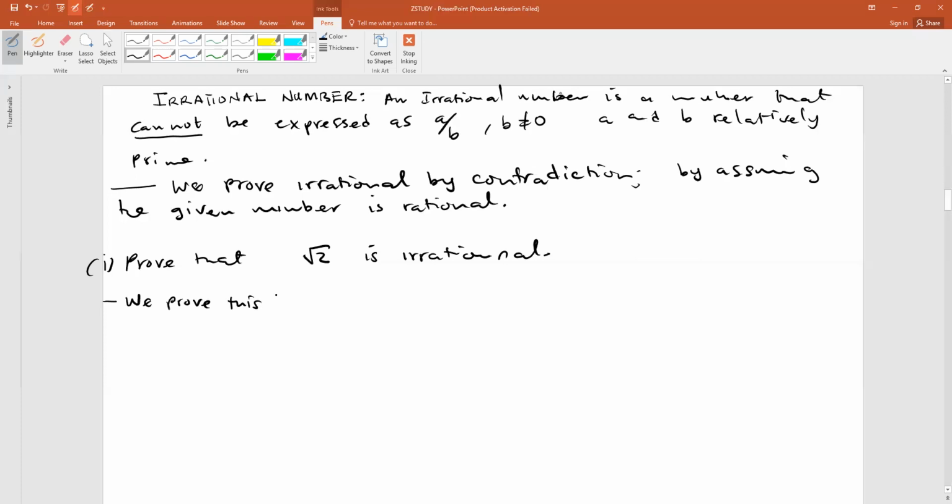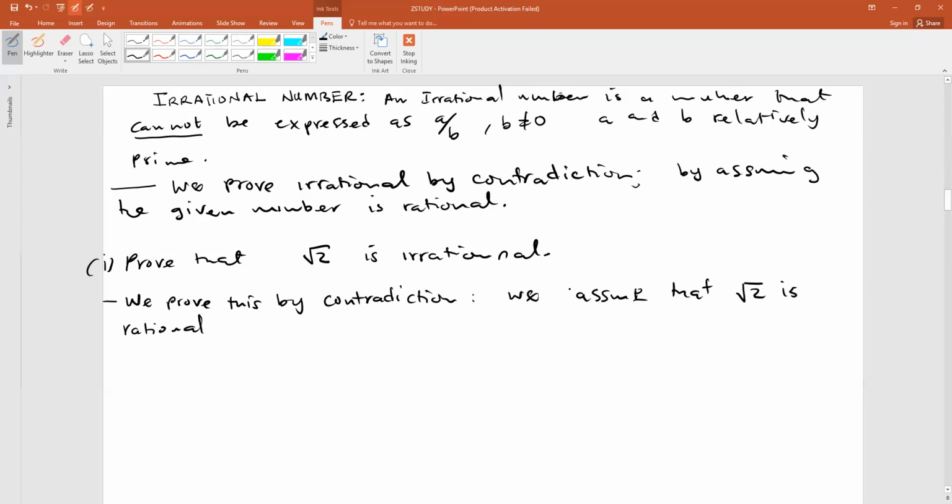this by contradiction. What's the meaning of contradiction? If you say something and then you do the opposite, it means you're contradicting your statement. Okay, so we prove this by contradiction. So we assume that square root of 2 is rational. So that's what our assumption is.